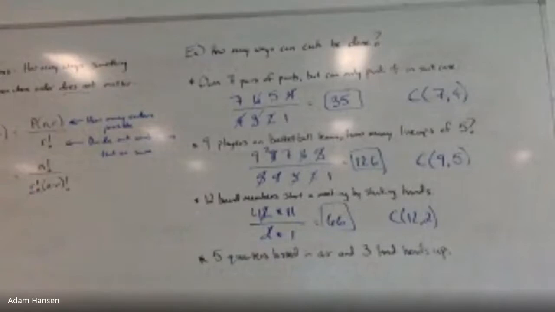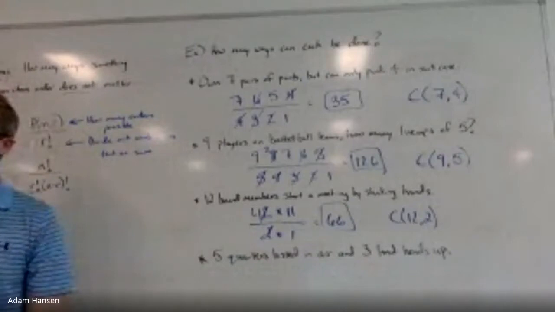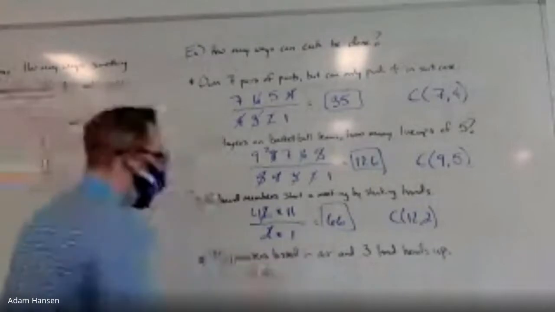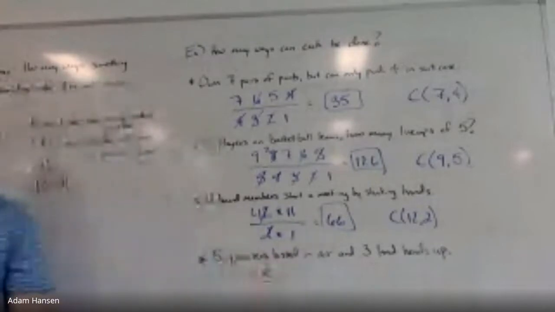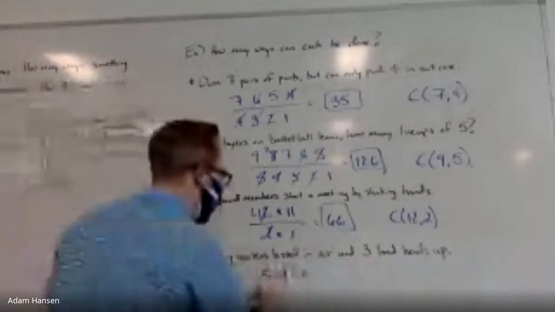All right, let's see what you got. I'm going to write it out by hand first. How many quarters can I have land heads up first? 5. Once I have one of the quarters landing heads up, how many are left to choose from? I only need 3 of them, so I'm going to stop counting after 3.